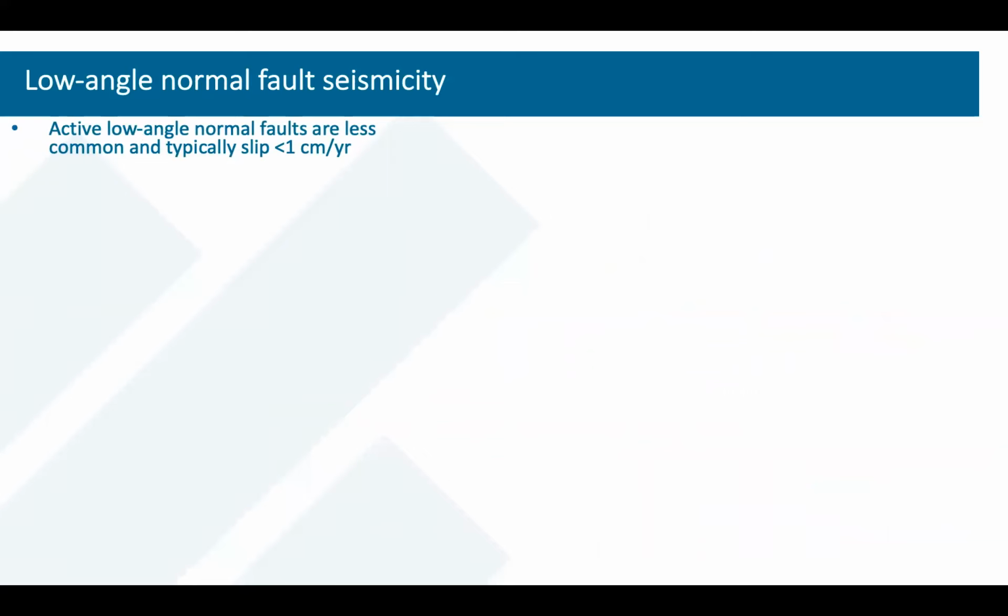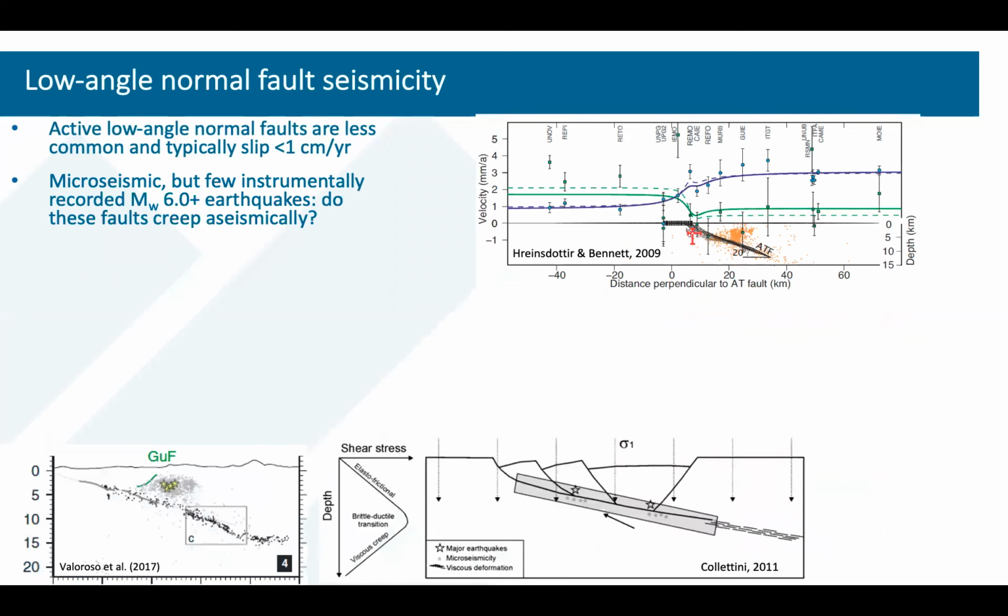So one of the longstanding questions has been whether these low-angle normal faults can actually host large earthquakes or if they just creep aseismically. And one reason we don't have a better handle on this is that the active examples of low-angle normal faults are pretty rare, and they typically slip at long-term slip rates less than a centimeter per year, which makes them hard to identify. But we have recently identified quite a few active low-angle normal faults.